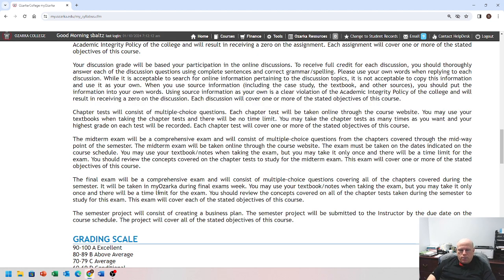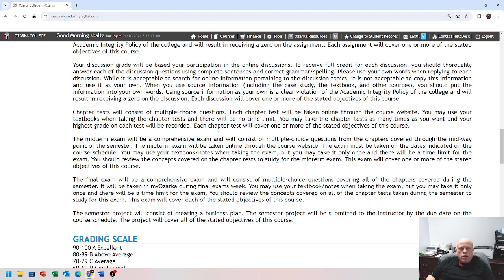There's not really any time limit. You can take those chapter tests as many times as you want to up until the due date. Your highest grade on those is automatically recorded. The main purpose of the chapter test is to get you prepared for the midterm and final exams. And that's what we need to talk about next.